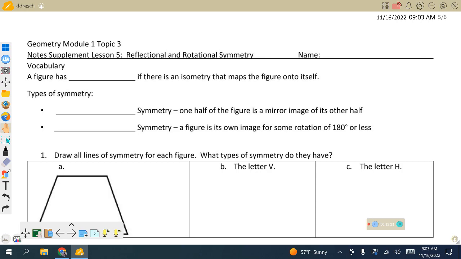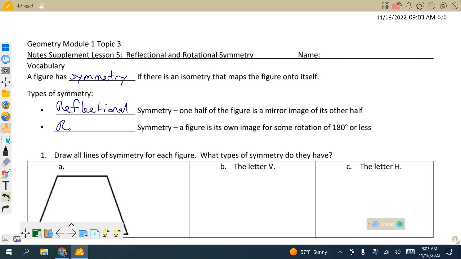A figure has symmetry if there is an isometry that maps it onto itself. So a figure has symmetry if we can do that reflectional or that rotational symmetry that we talked about. If we can do that, we say a figure has symmetry. So as we talked yesterday, we have two types out there, right? Reflectional and rotational. And I'm pretty sure you can figure out for the two definitions there which one is what.